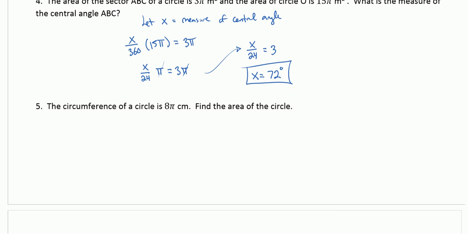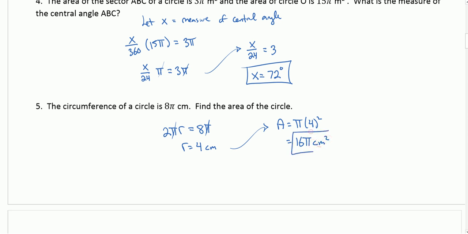Number 5, the circumference of a circle is 8 pi. So we know that 2 pi r is 8 pi. If I divide by pi and divide by 2, I get the radius is 4 centimeters. Now I want to find the area. The area is pi times r squared, which is 16 pi, and we're looking at centimeters squared.